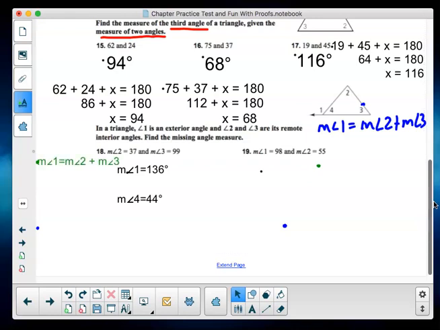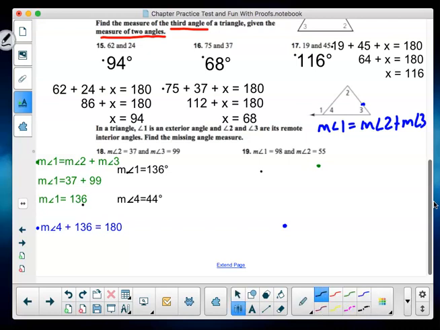The measure of angle 1 is equal to the measure of angle 2 plus the measure of angle 3. Well, I know 2 is 37 and I know 3 is 99. I can plug those in and I find my total of 136. Well, if angle 1 is 136, the measure of angle 1 plus the measure of angle 4 are supplementary. So angle 1 goes in right there. I can subtract that from 180 and come up to the measure of angle 4 as being 44.